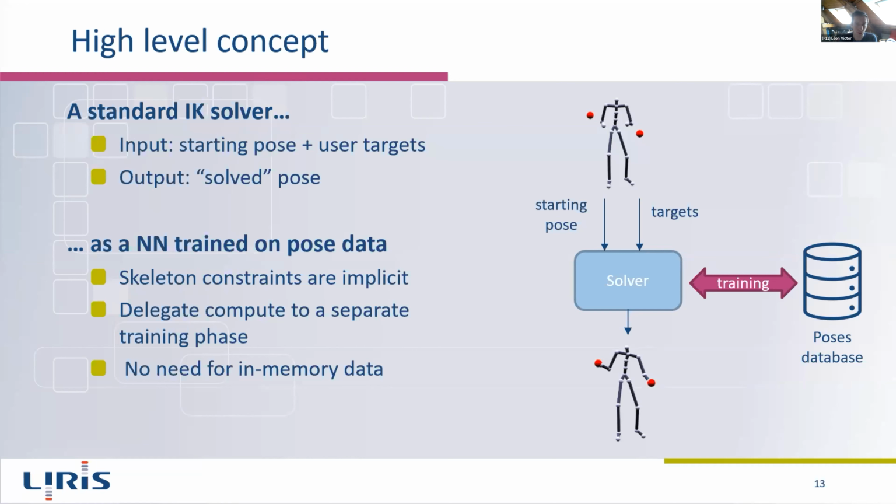And also a part of the heavy computation is delegated to a separate training phase. So generating a pose once the network is trained requires a single run through a few matrix multiplications, which is actually quite fast. On top of that, the learned network, as all neural networks, does not need to keep any data in memory. So this makes our method quite lightweight.